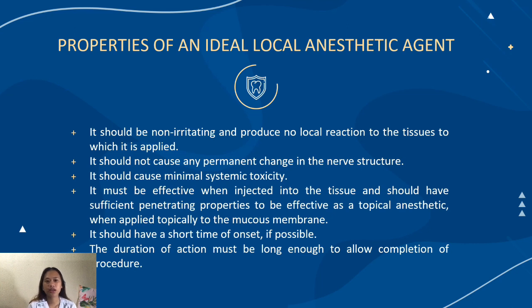First, it should be non-irritating and produce no local reaction to the tissue to which it is applied. Second, it should not cause any permanent change in the nerve structure. Third, it should cause minimal systemic toxicity. Fourth, it must be effective when injected into the tissue and should have sufficient penetrating properties to be effective as a topical anesthetic when applied to the mucous membrane. Fifth, it should have a short time of onset if possible. Sixth, the duration of action must be long enough to allow completion of the procedure.